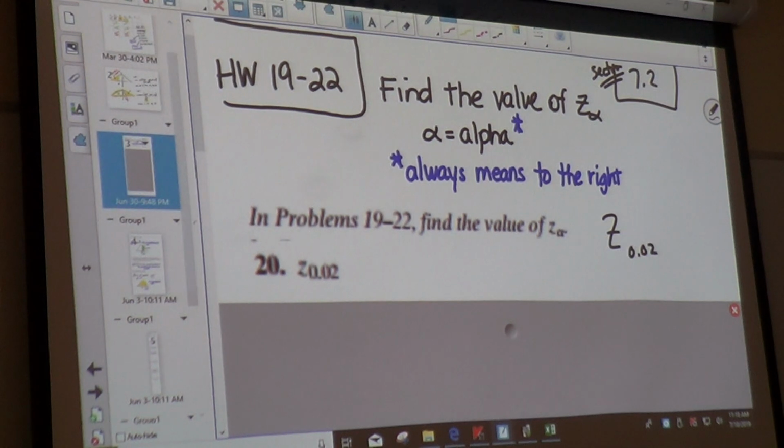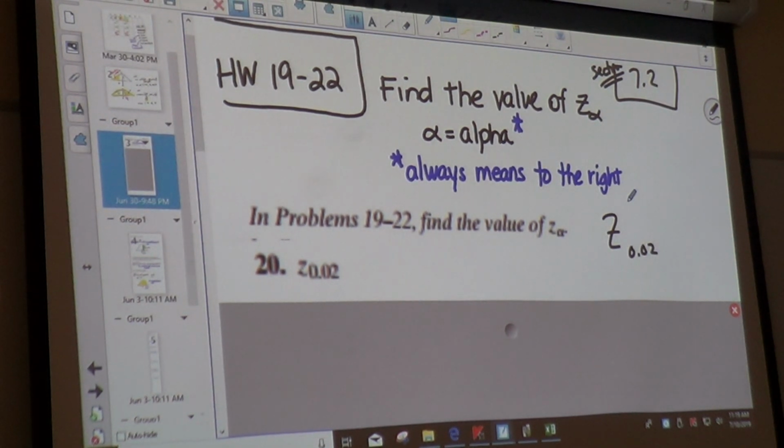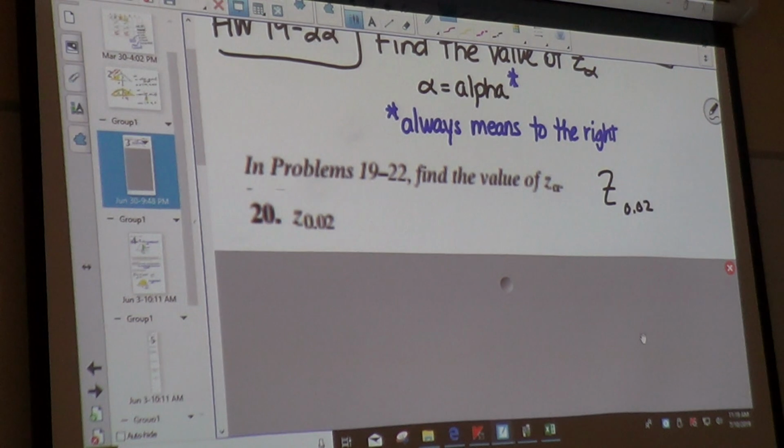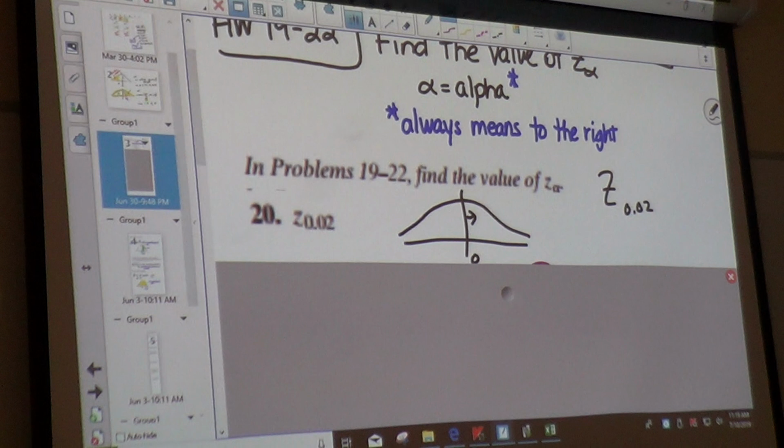We started 7.2 last time, but we didn't finish it up. It says anytime you're doing Z sub alpha, that means you're shading to the right. If I were to draw this, they did not give me a mean and a standard deviation. If I do not know a mean and a standard deviation, do we remember what the mean and standard deviation are? 0 and 1.